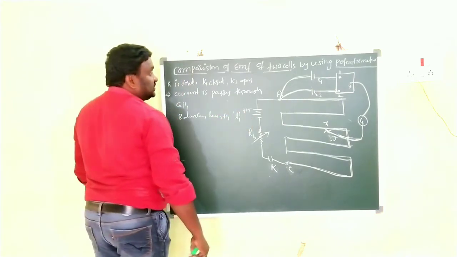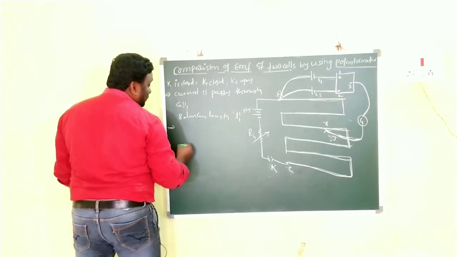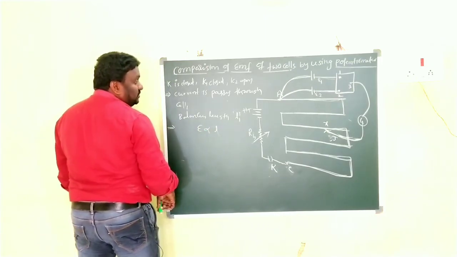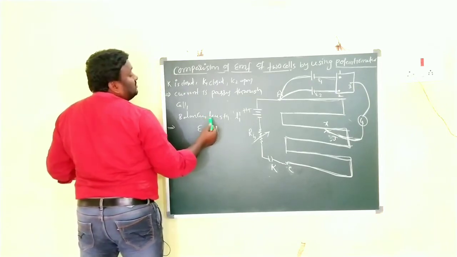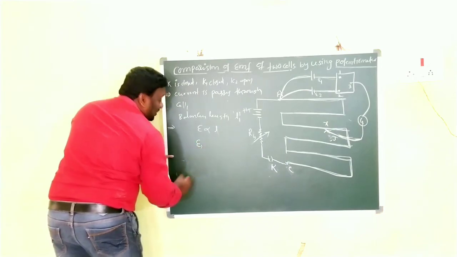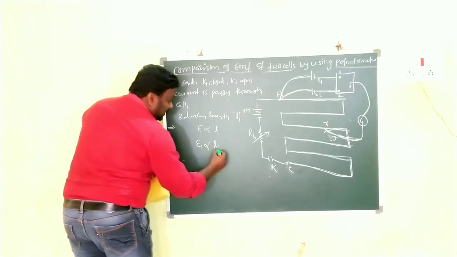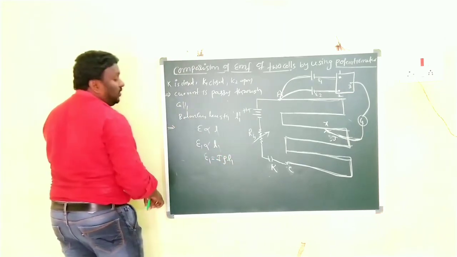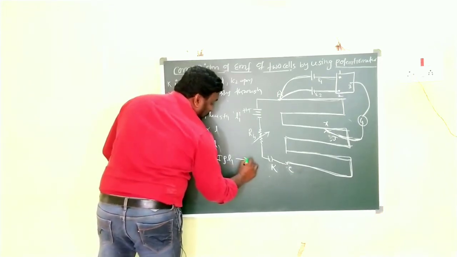So children, according to the working principle of the potentiometer, we know epsilon is proportional to L. Epsilon is proportional to L. So here, the EMF we are taking is epsilon 1. So epsilon 1 is proportional to L1. Here I will write epsilon 1 equals I rho L1. Clear children? So now this is equation number 1.